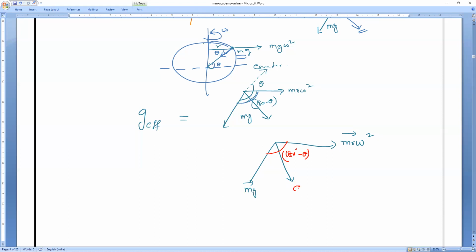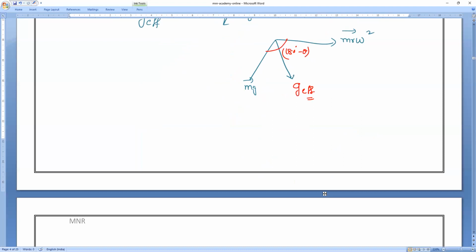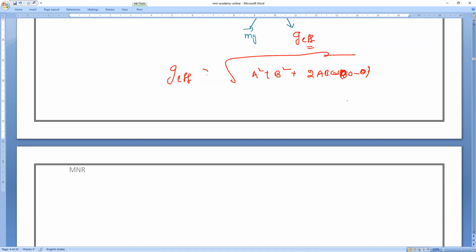Now I want to find this g effective. Can you tell me the formula? We all know the resultant force formula: A square plus B square plus 2AB cos theta. Here it is cos of 180 minus theta, so that is what you have to remember.